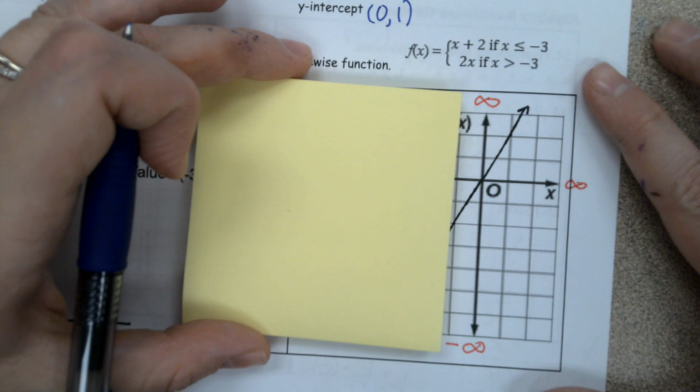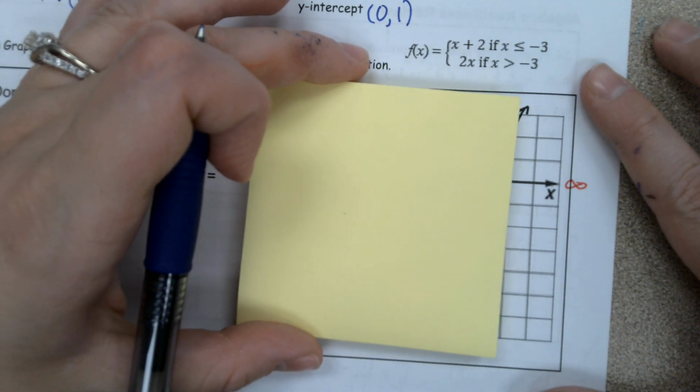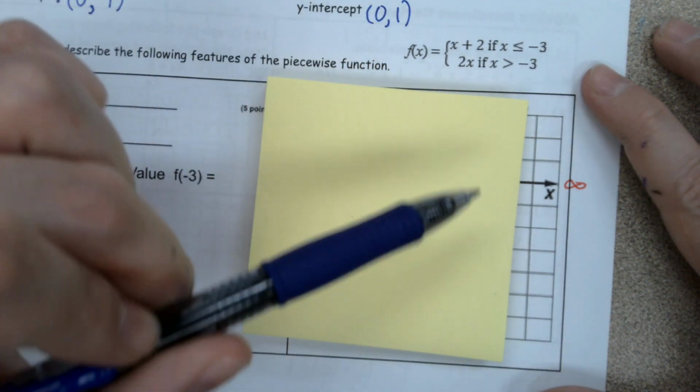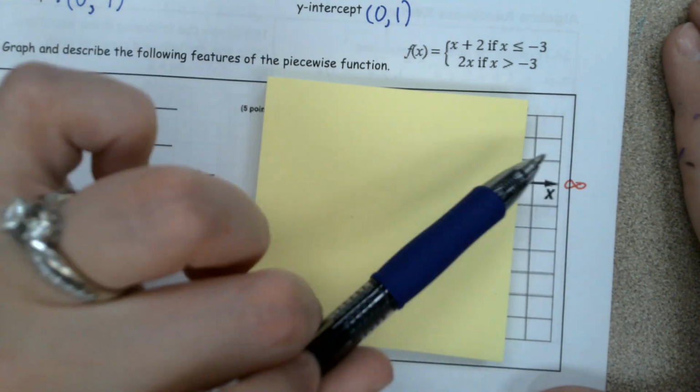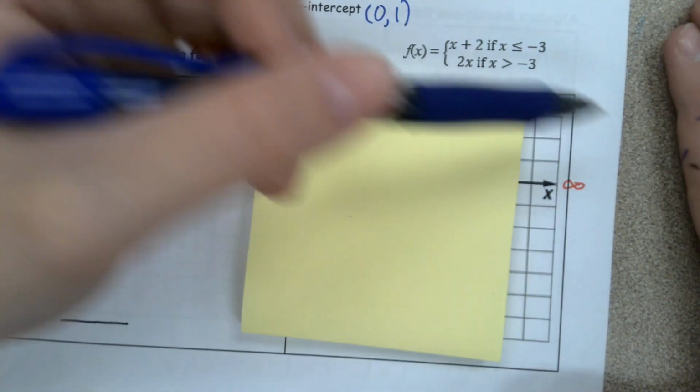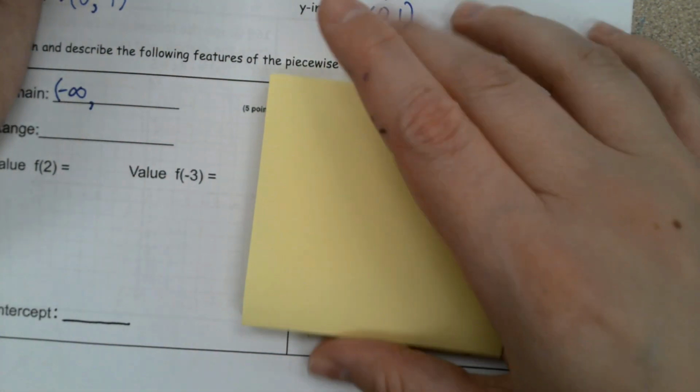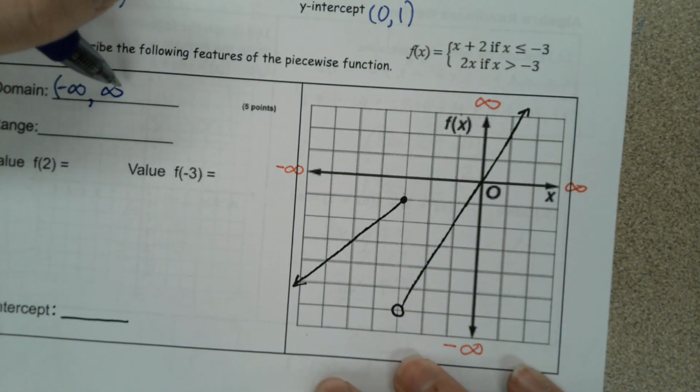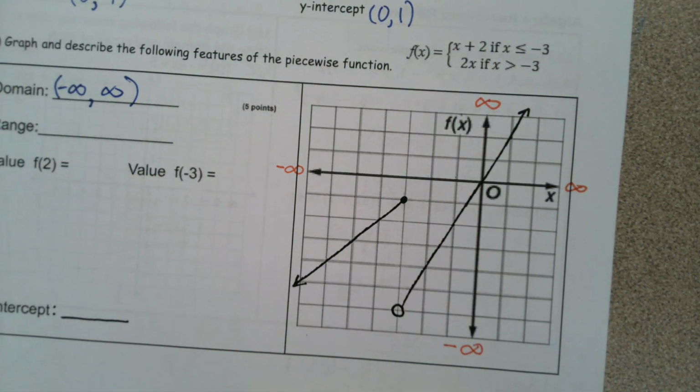Follow it some more. Straight, straight, straight. Looking good. Hit an arrow. It's going to keep going this direction. It's going to eventually go towards infinity on the x-axis. So this is negative infinity to positive infinity.